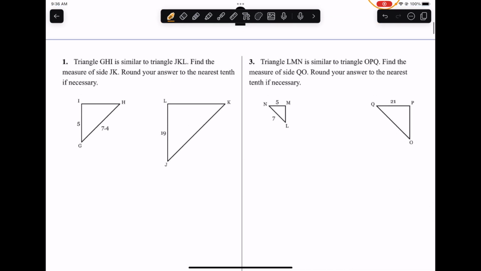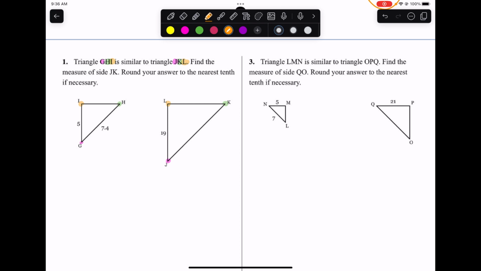So let's do some practice. Triangle GHI is similar to triangle JKL. Find the measurement of side JK. Round your answer to the nearest tenth if necessary. So let me make this smaller. G and J correspond. So G and J, H and K, and then L and I. The colors will help you identify what goes with what.